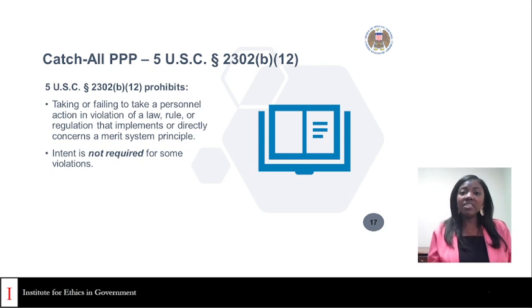Another example is due process violations. As federal employees, we have certain due process rights. If we were denied those due process rights, it could also be a violation of B12.